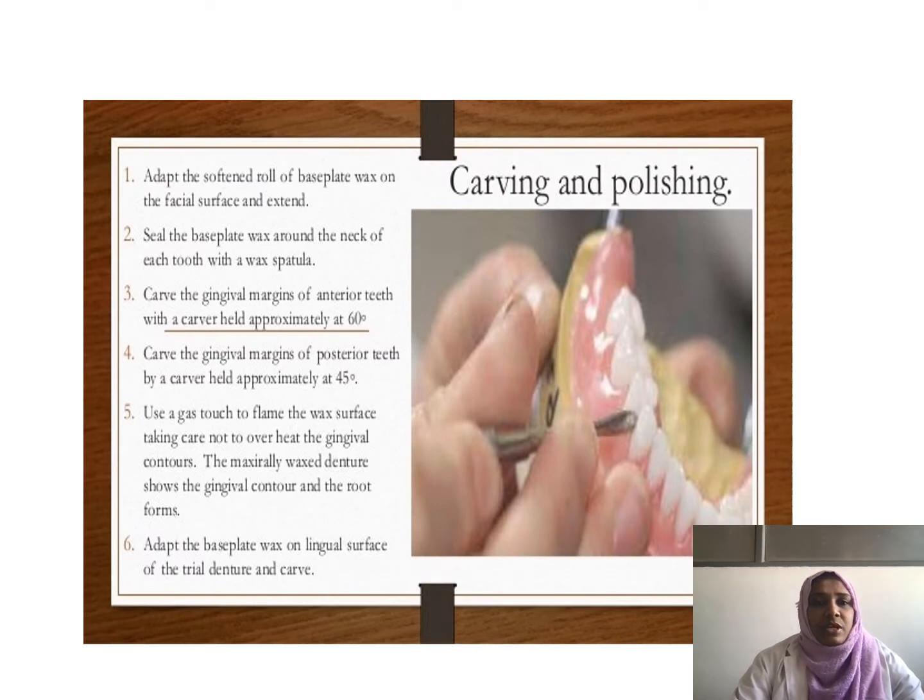And next, coming to the carving and polishing, adapt the softened rolls of base plate wax on the facial surface and extend. Seal the base plate wax around the neck of each tooth with the wax spatula. Carve the gingival margin of the anterior teeth with the carver held approximately at 60 degrees, and carve the gingival margin of the posterior teeth with the carver held approximately at 45 degrees, and use a gas torch to flame the wax surface, taking care not to overheat the gingival contour. The maxillary wax denture shows the gingival contour and the root forms. Adapt the base plate wax on the lingual surfaces of the trial denture and carve.